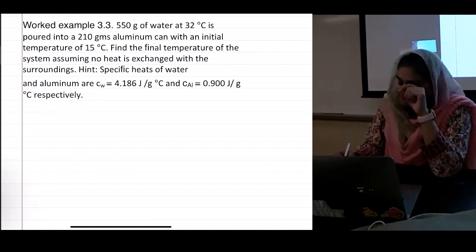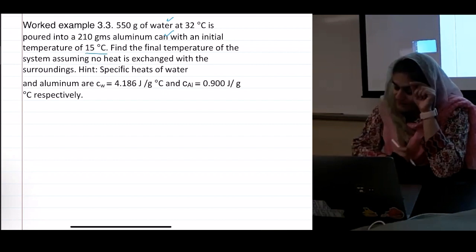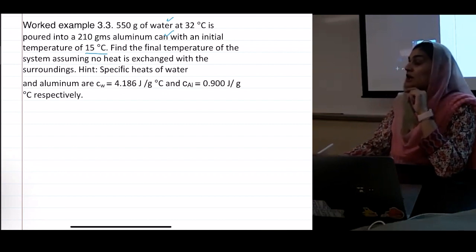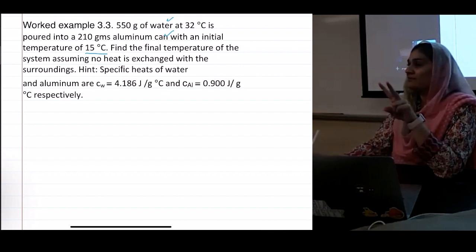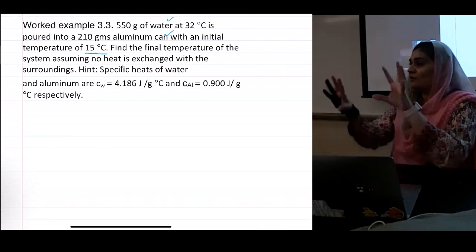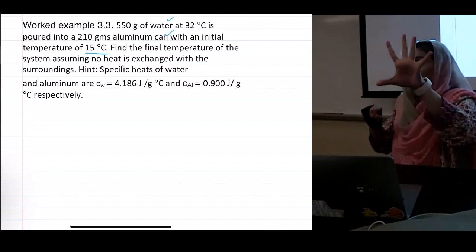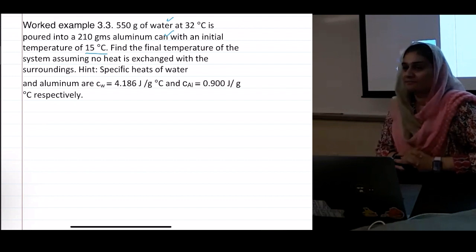Okay, now very good. This is now water and a can with an initial temperature of 15. And now we have to find the final temperature of the system. So the system consists of two things. How did we say we deal with two things? What do we do? Split them up. How do we split them up? Delta Q for one, delta Q for the other one. And then add the system back together.